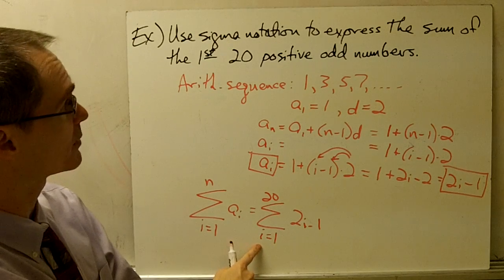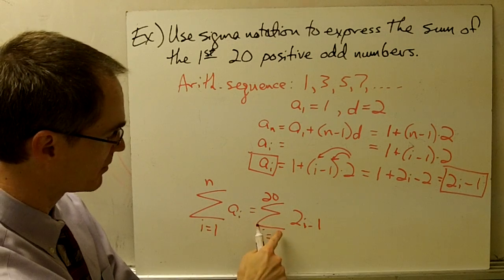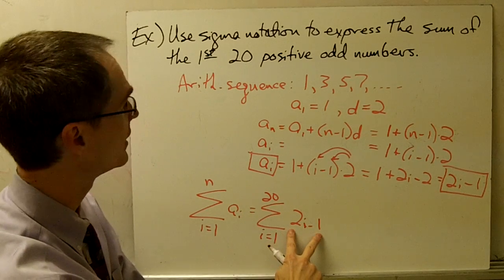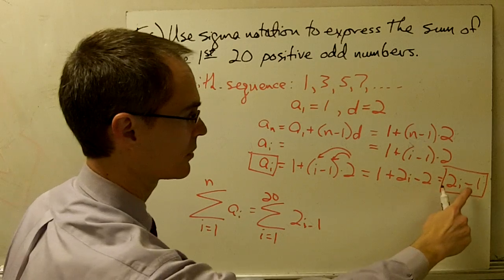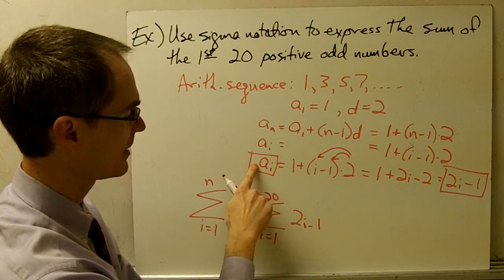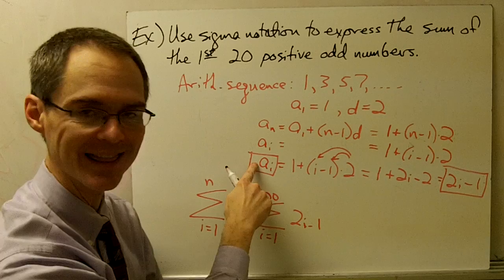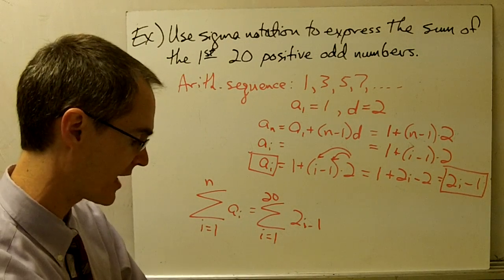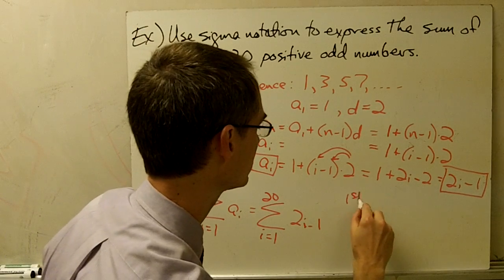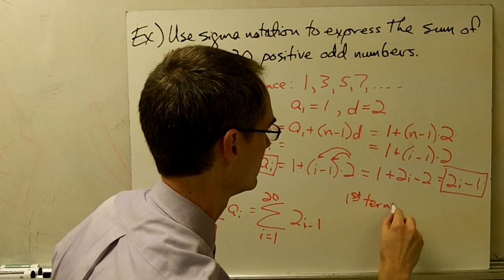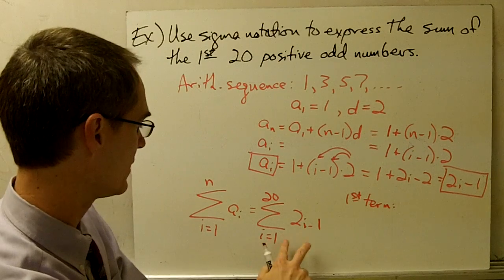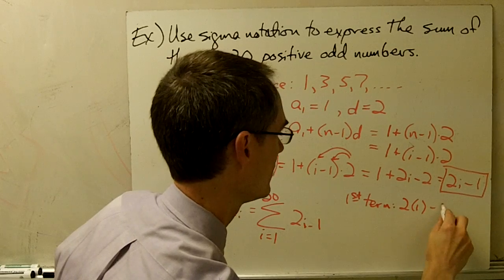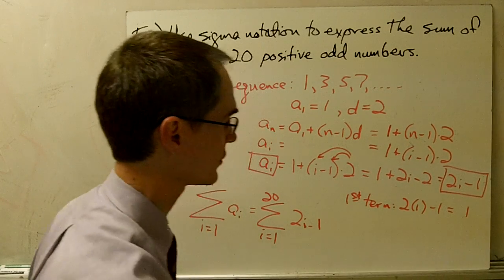And this is how I would use sigma notation to express the sum of the first 20, that is 1 through 20, of the odd numbers, which are represented by 2I minus 1. Each one of those is the ith odd number. And I can check this fairly easily. My first term is just going to be, I take I equals 1 and plug it in here, 2 times 1 minus 1, that's 2 minus 1, my first term is 1.